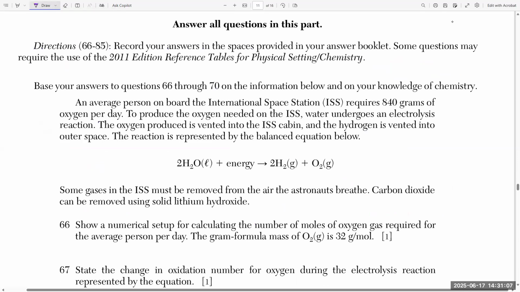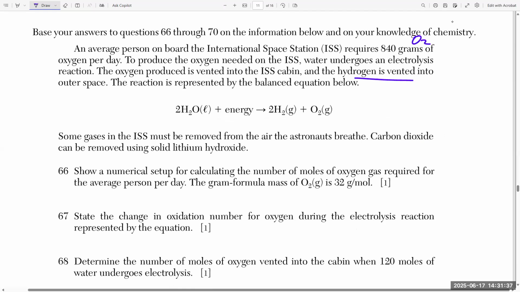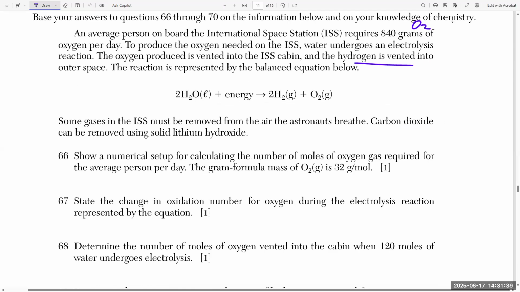66. Okay, an average person on board the International Space Station requires 840 grams of oxygen, that's O2, per day. To produce the oxygen needed, water undergoes an electrolysis reaction. Oxygen produced is vented into the ISS cabin, and the hydrogen is vented into outer space. That's not true, I think they use it as rocket fuel. The reaction is represented by the balanced equation below. Some gas in the ISS must be removed from the air so the astronauts can breathe. Carbon dioxide can be removed using solid lithium hydroxide. Show numerical setup for calculating the number of moles of oxygen gas required for an average person per day.